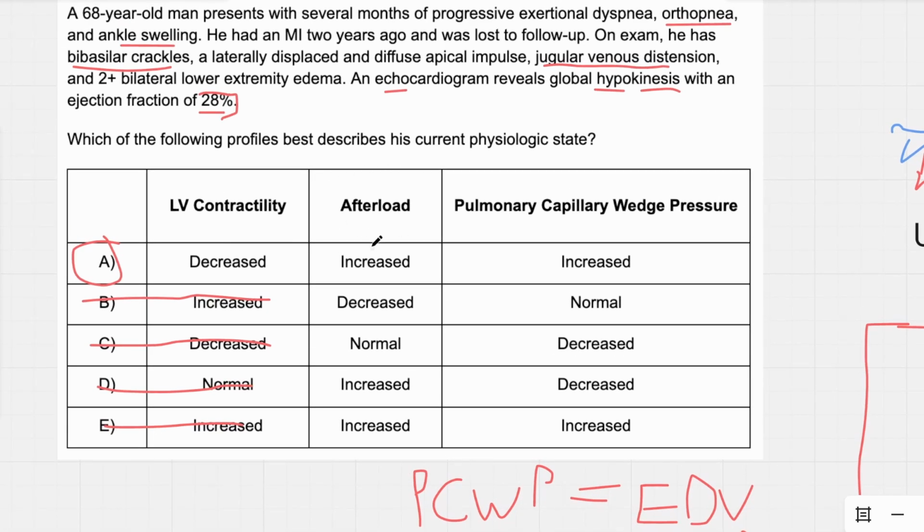Okay, let's just talk about afterload though. So again, preload is essentially how much blood the heart has to pump. Afterload is the resistance the heart is working against. How many resistors you have in your circuit. How vasoconstricted your blood vessels are.